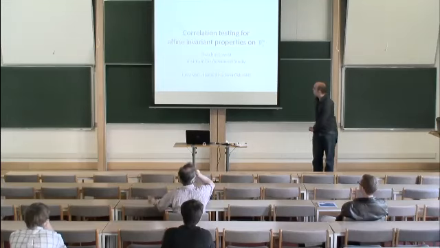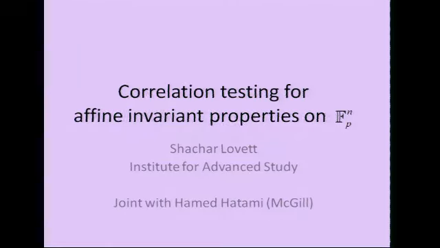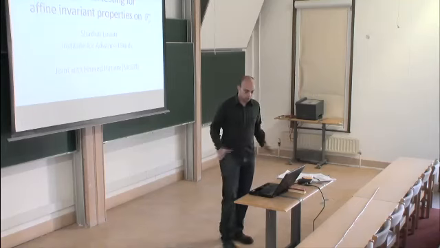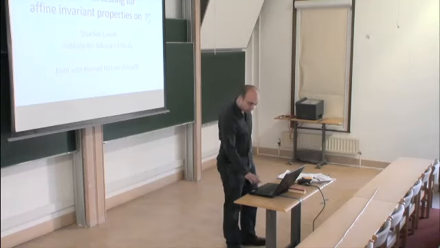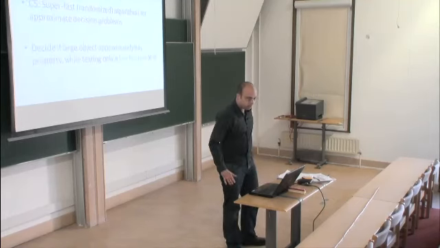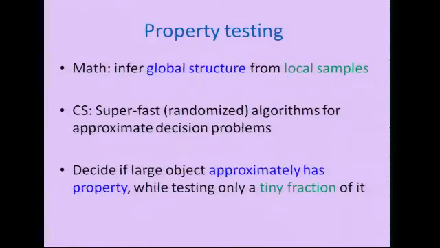So this is joint work with Khaled Khatami from McGill, and in a way we're viewing some of these results on additive combinatorics from a computer science point of view, trying to understand maybe different questions than the ones people here are trying to understand, though they have a lot of resemblance. The motivating framework for this work is the area of property testing.